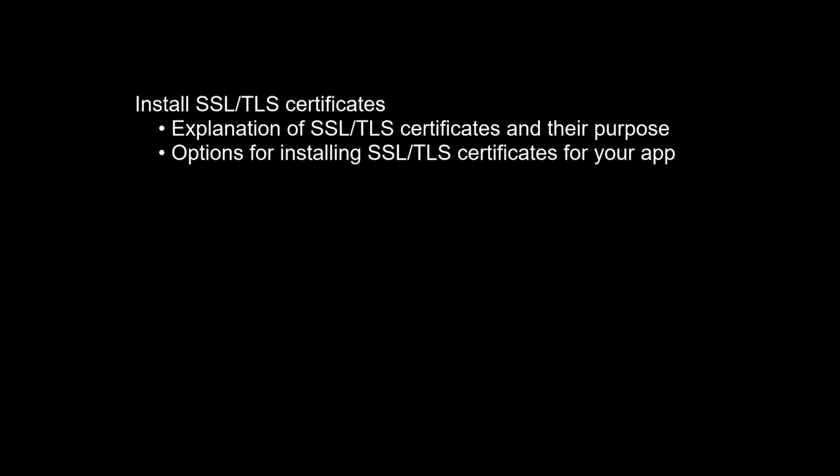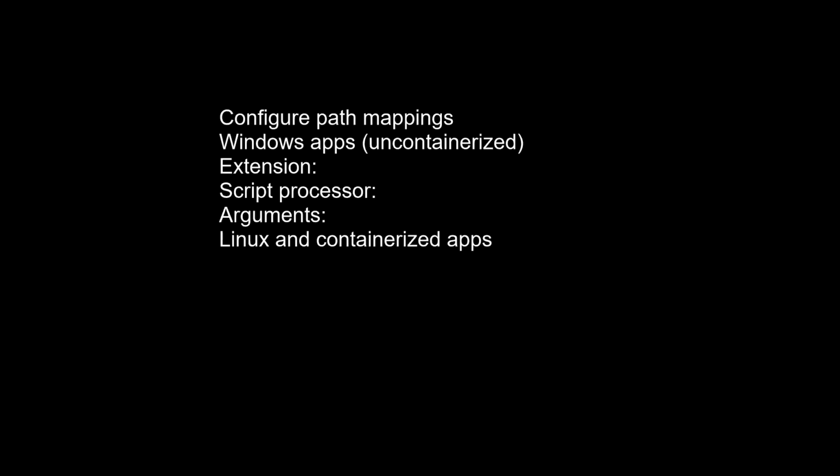Configure path mappings. In the Configuration, Path mappings section, you can configure handler mappings and virtual application and directory mappings. The Path mappings page will display different options based on the OS type. Windows apps and containerized: for Windows apps, you can customize the IIS handler mappings and virtual applications and directories. Handler mappings let you add custom script processors to handle requests for specific file extensions. To add a custom handler, select New handler.